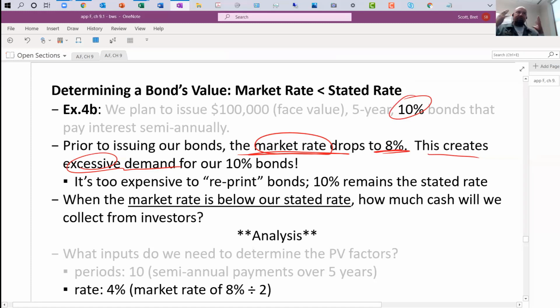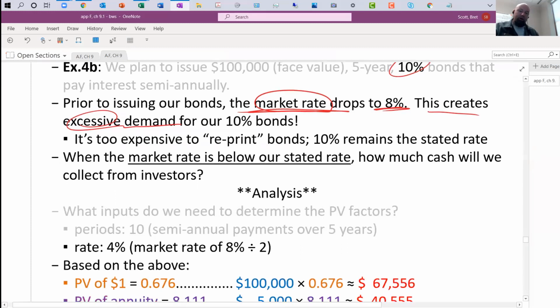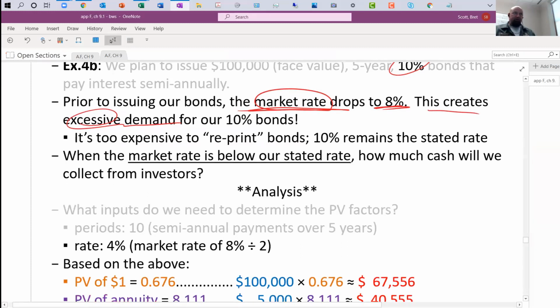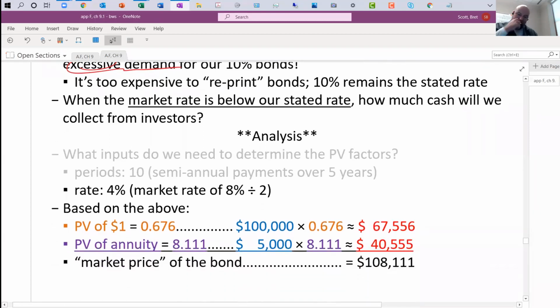This is the intuition here. I got these great looking bonds. I'm going to demand more than $100,000 up front. So if I go through and do my analysis, here's the key thing. I need to make sure that I change my rate to the updated market rate. In this case, it's 8% or 4% every 6 months. It's the market rate.